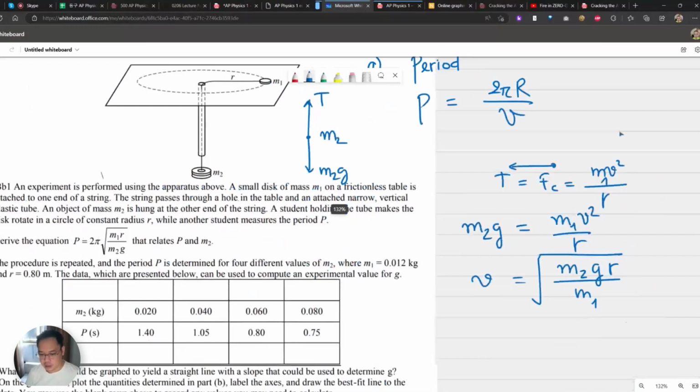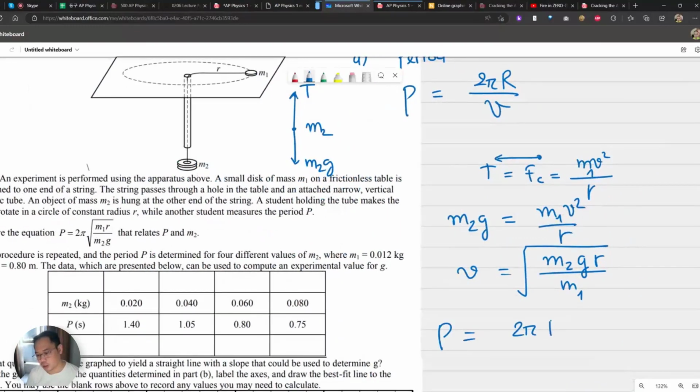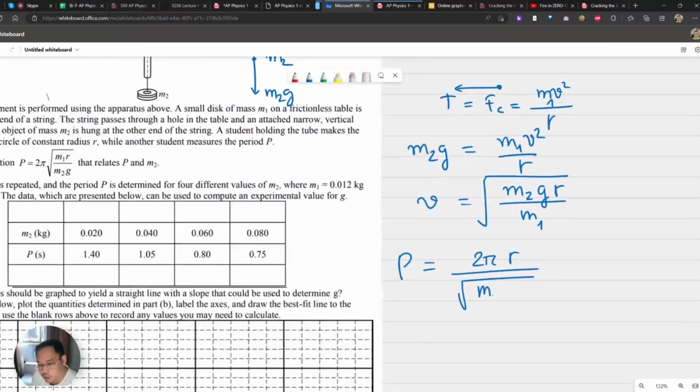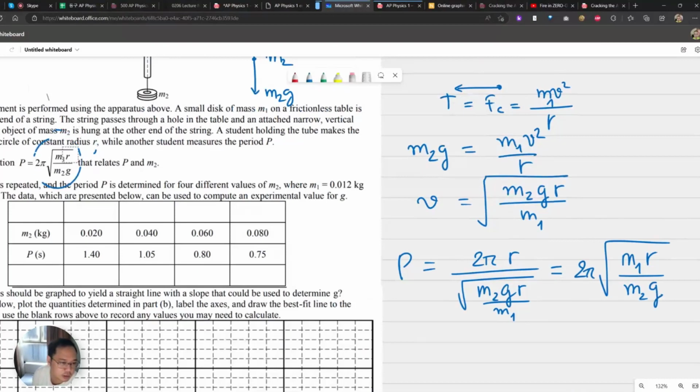So the period is 2 pi multiplied by r. This is little r, not big R. Little r divided by the square root of m2 g r over m1. Now we simplify this. The r outside at the top, divided by r in the square root, results in r in the square root. We can put the 2 pi in front of that. So m1 will be at the top along with the small r in the square root, divided by m2 g, which is proven.